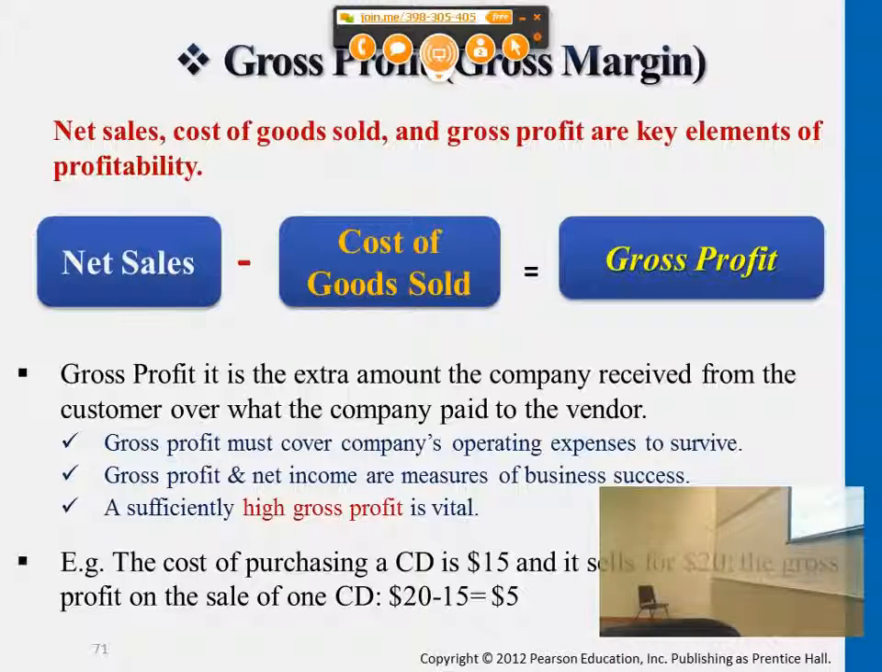Overall, gross profit will be capturing the differences between the total cost and the total sales revenue, retail price and cost.